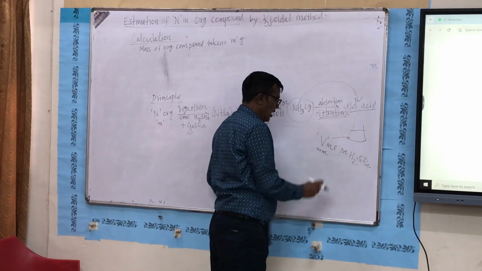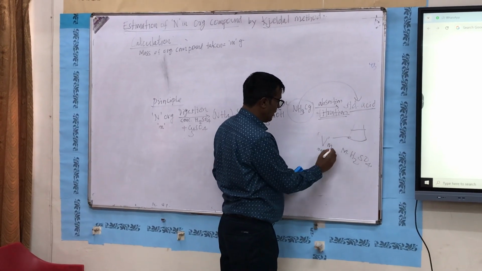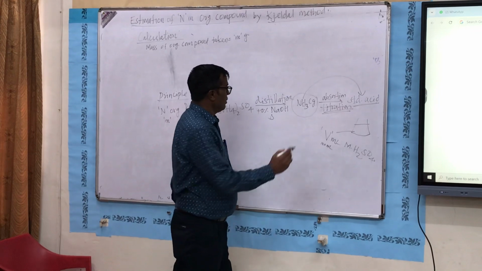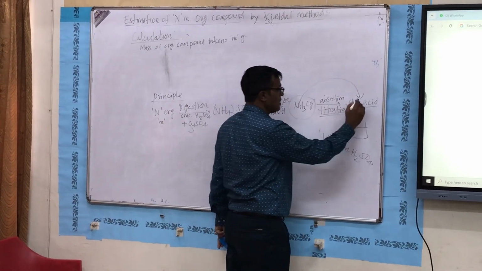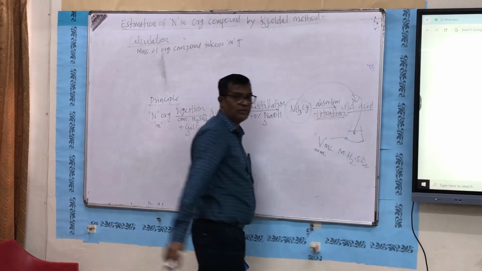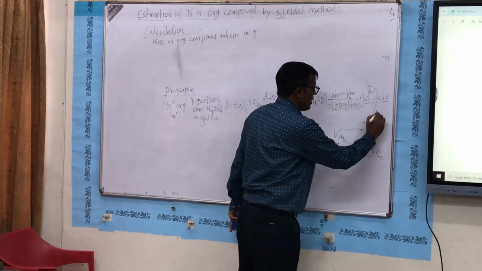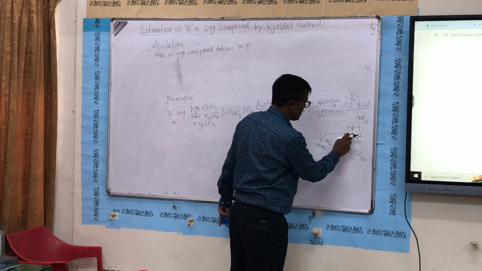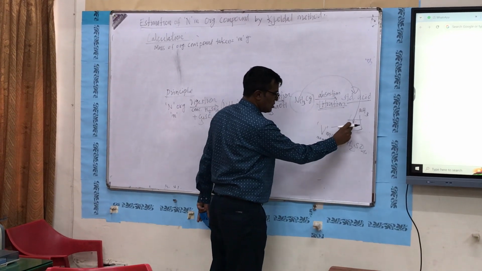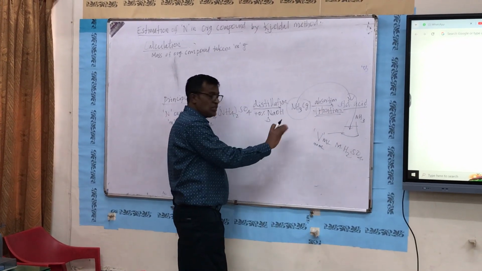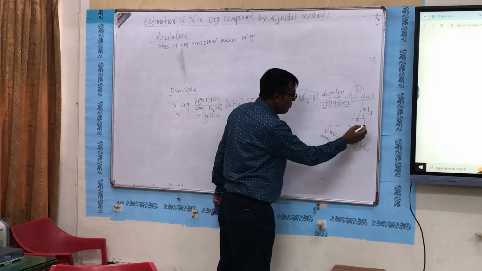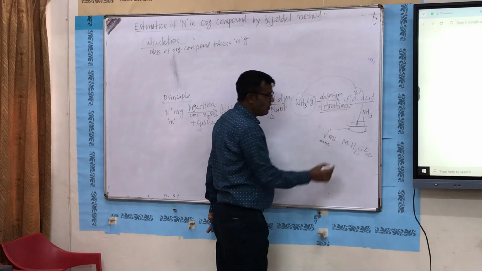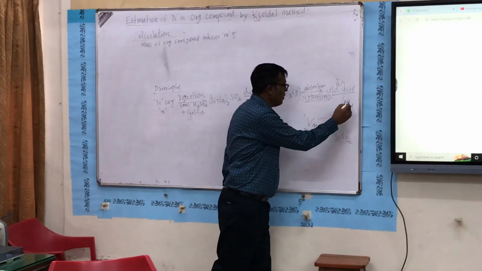A known volume, 100 ml or 50 ml, will be taken. And then the ammonia gas which is liberated from the second step is passed inside this acid. Ammonia is a base. When ammonia is passed inside the sulfuric acid, in this known volume of standard sulfuric acid, some volume of sulfuric acid is neutralized by the ammonia.